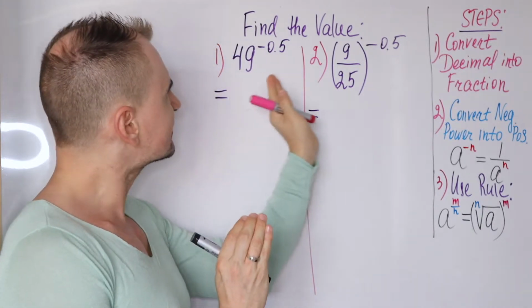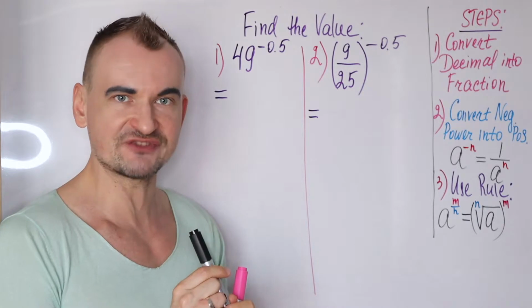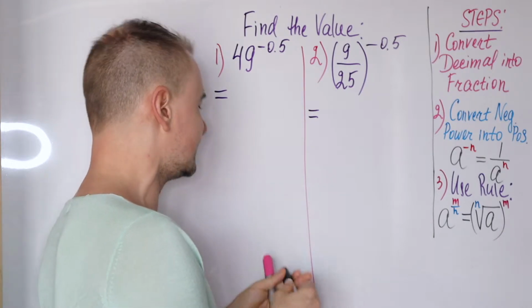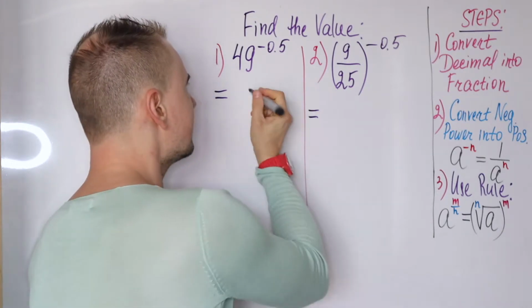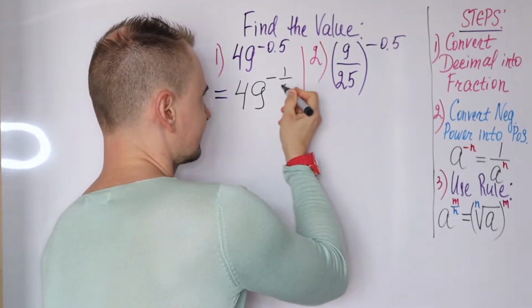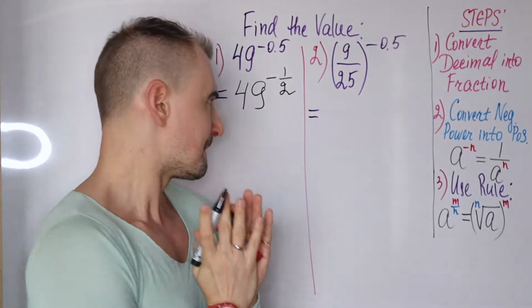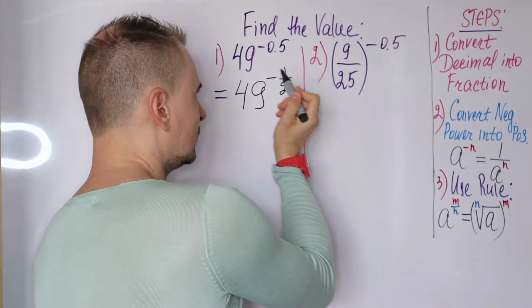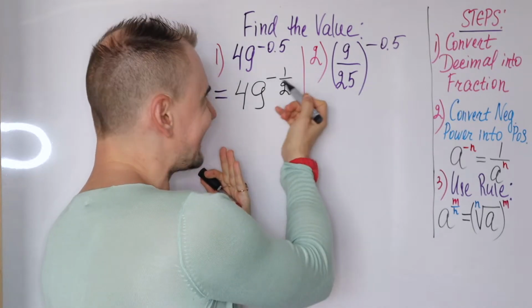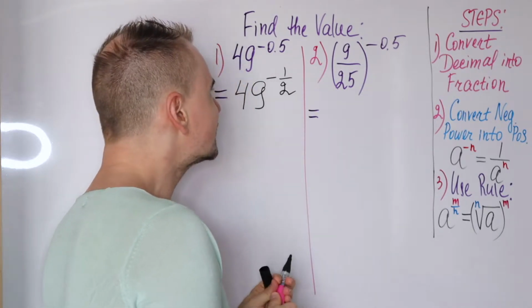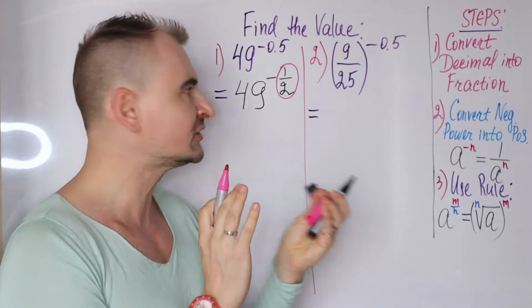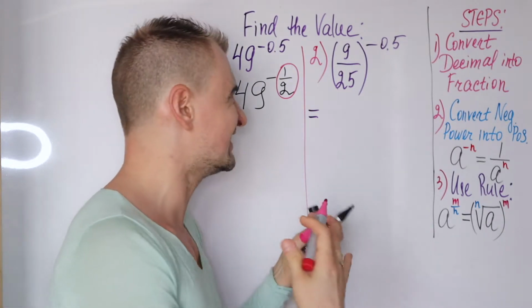Now, say you have been given something like this, 49 raised to the negative 0.5. So first of all, as I mentioned before, the first step, convert this decimal into a fraction. So you keep this base, which is 49 in this case, and 0.5 is just a half. It's a half power. Do not get confused or overwhelmed. Your power is a half, and this half has to be considered as one entire power. You don't want to split it.